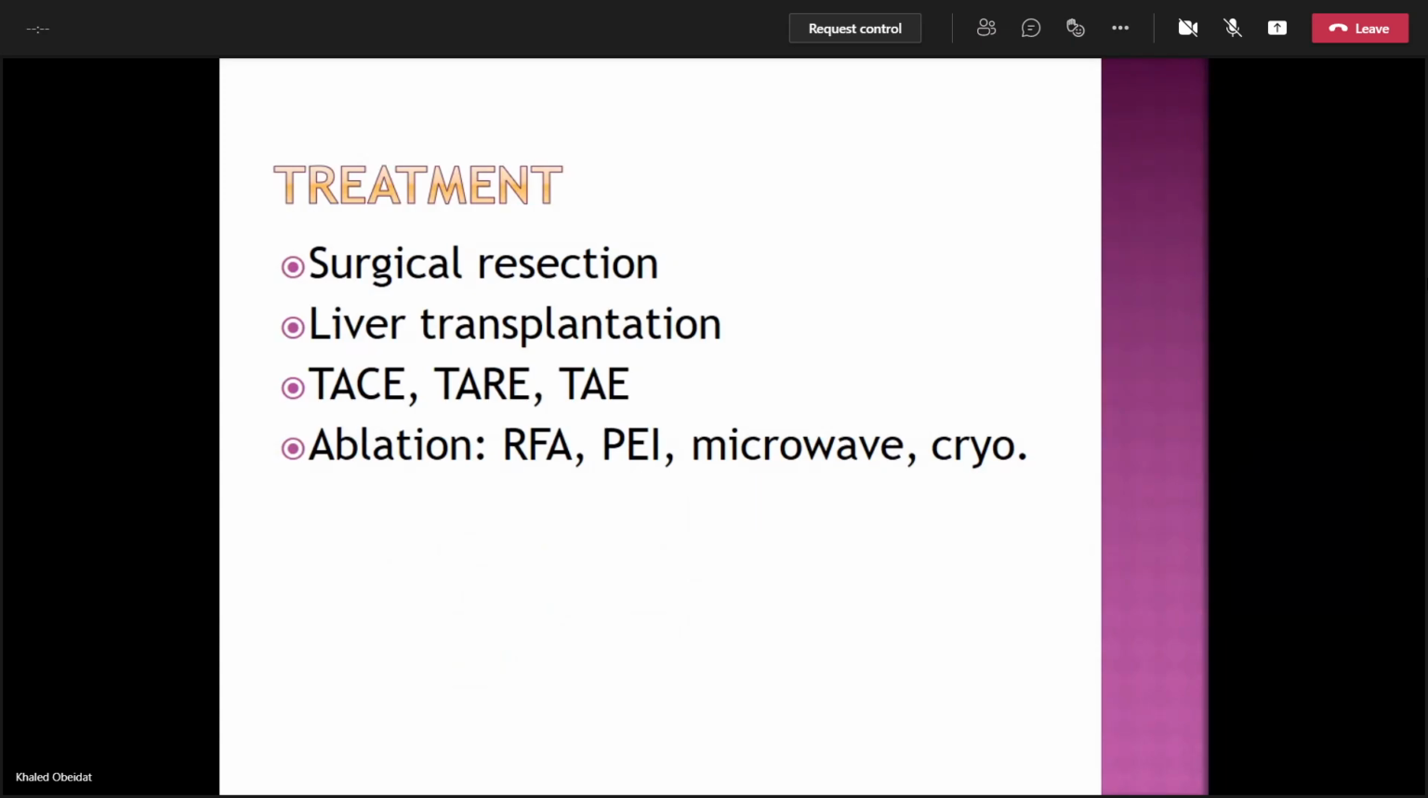Other modalities of treatment include ablation, which is killing the tumor cells without removing them in situ. This can be done by heating, freezing, or injection of a high concentration of alcohol. Radiofrequency ablation is the most common of these, which is heating. Microwave also utilizes heating. Percutaneous ethanol injection utilizes a high concentration of alcohol.